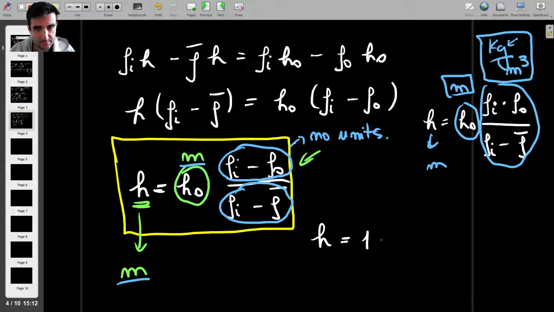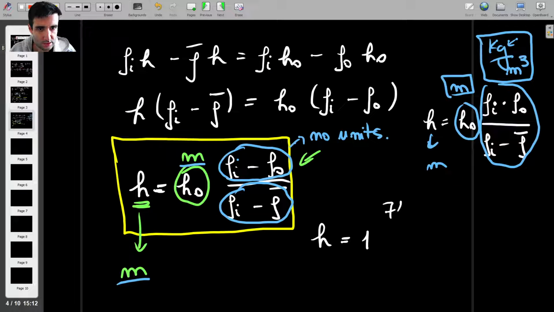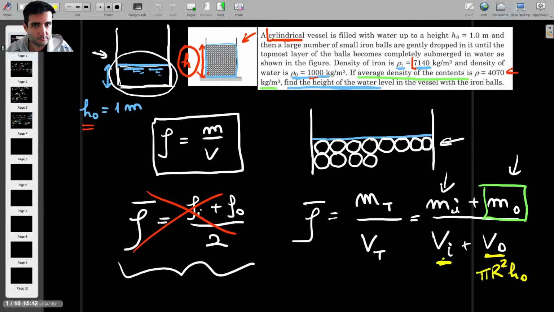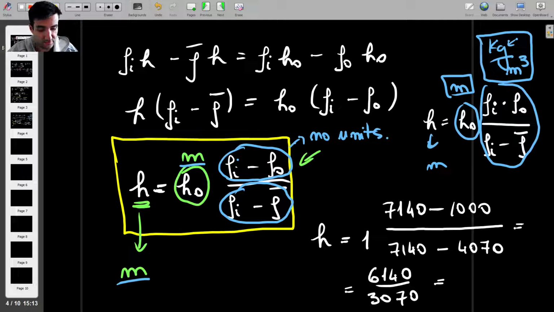So h naught is 1 meter. Rho I is the density of the iron, which is 7,140, minus 1,000, that's the water density, and that's over 7,140 minus 4,070. Right. So we just have to find out what this fraction is. So the top is going to be 6,140, and on the bottom I have 3,070. So the final answer is whatever this fraction is, which is going to be 2. It's a very nice round number.